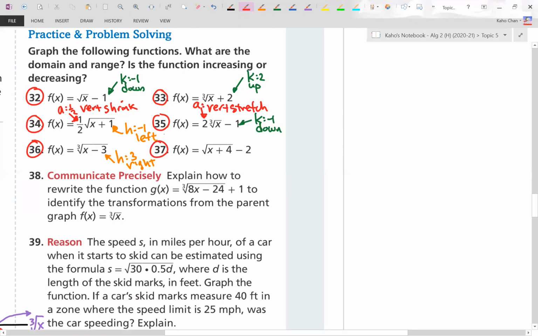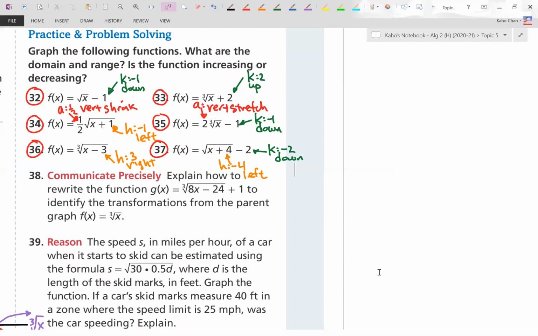Number 37 is a square root function. We have two values. H is on the inside, -4, this is going to the left. Negative go to the left, it's backwards. That -2 is K. This is going down. All right, very nice. So we have 6 functions here, both square roots and cube roots.